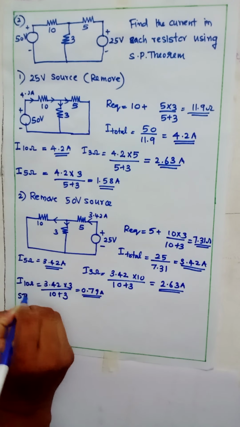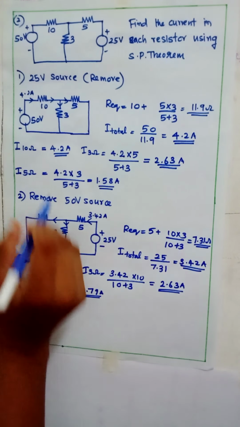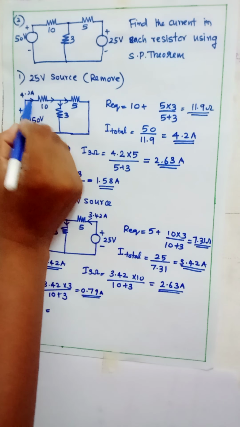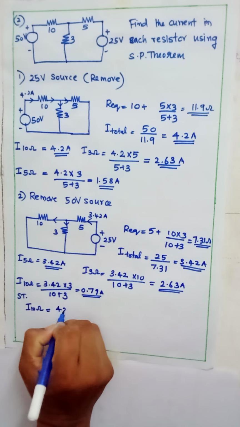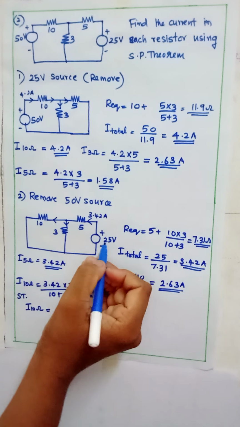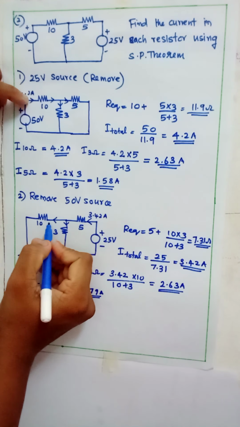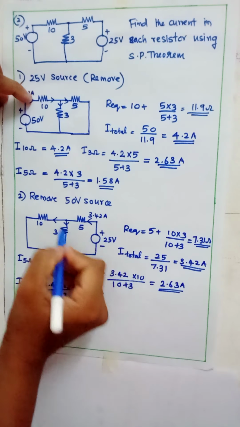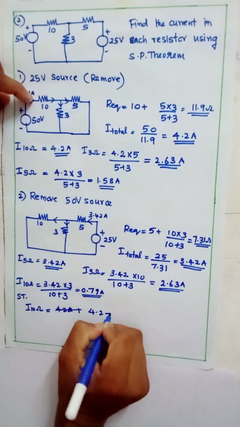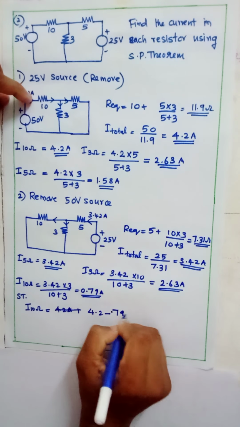So according to superposition theorem, current through 10 ohm resistor, here it is 4.2 ampere and this is the direction of current. Here we can see that with the second source the direction of current is in this direction. For the first source current will be in this direction, with the second source current is in opposite direction. So 4.2 minus 0.79 is the current through 10 ohm resistor.